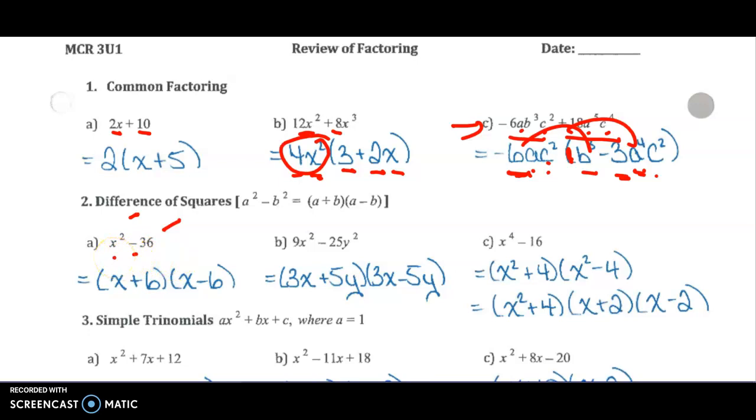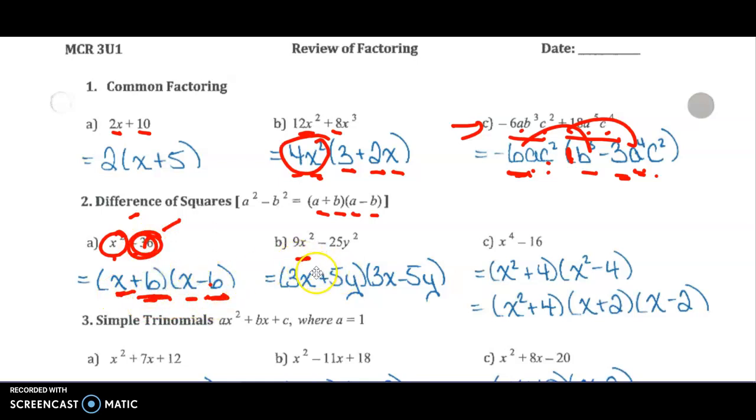The root of x squared is x, the root of 36 is 6, and then what you end up doing is you write it as the first term: the root of the first term plus the root of the second term, times the root of the first term minus the root of the second term. Okay, so x plus 6, x minus 6. Okay, so I might have confused you a little bit there, but the root of x squared is x, the root of 36 is 6, and then plus and minus.